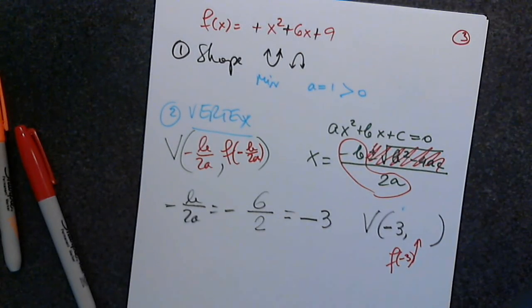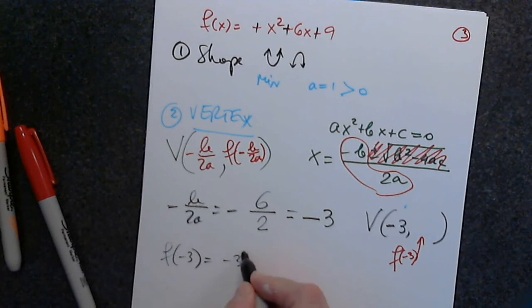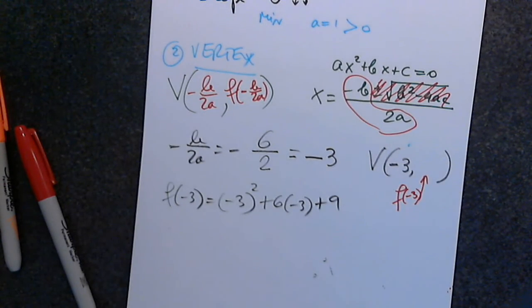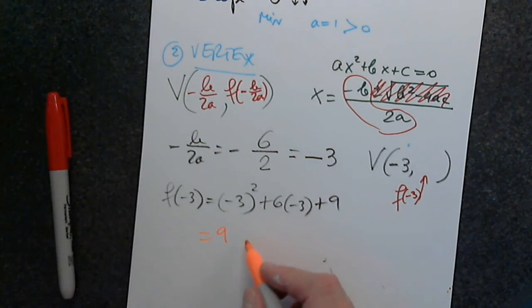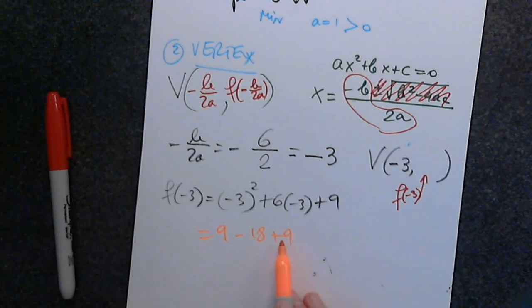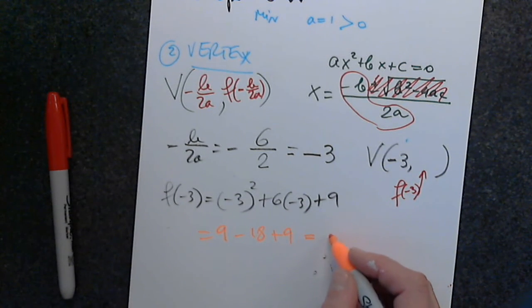So let's determine that. I go back and plug it in, and I have f of negative 3, which is negative 3 to the second power plus 6 times negative 3 and plus 9. It's very easy to make a mistake here and consider negative 3 squared as being negative 9, which is not the case. Be very careful. So negative 3 squared is 9. 6 times negative 3 is negative 18 and plus 9. And this is 9 plus 9 minus 18. And the answer is 0.